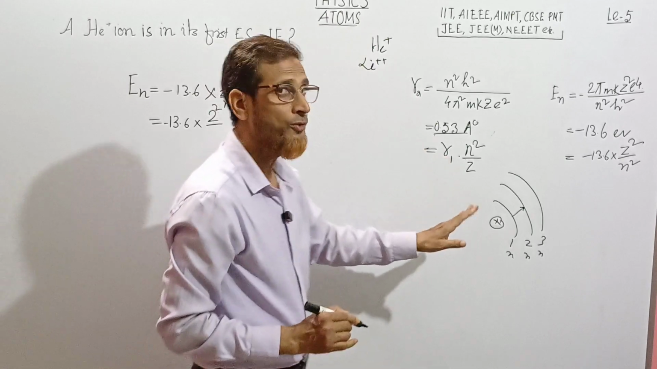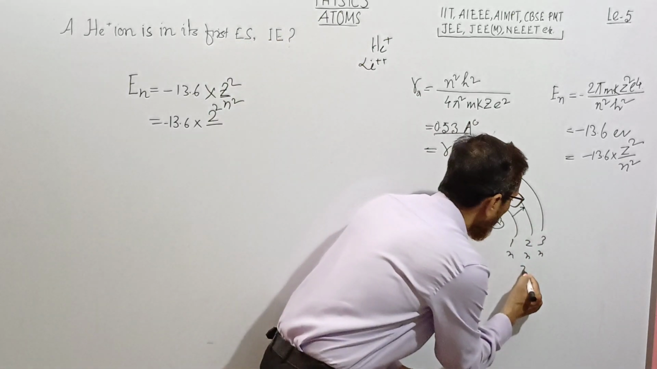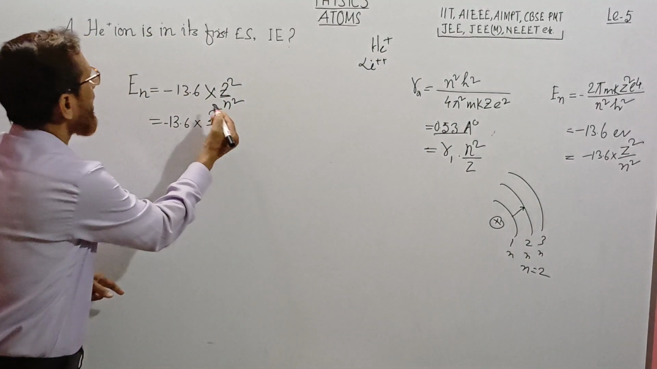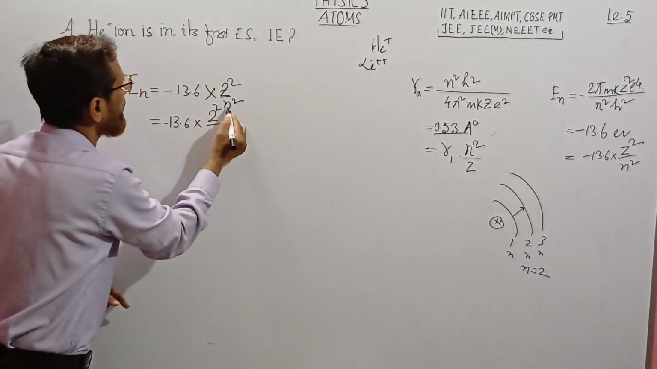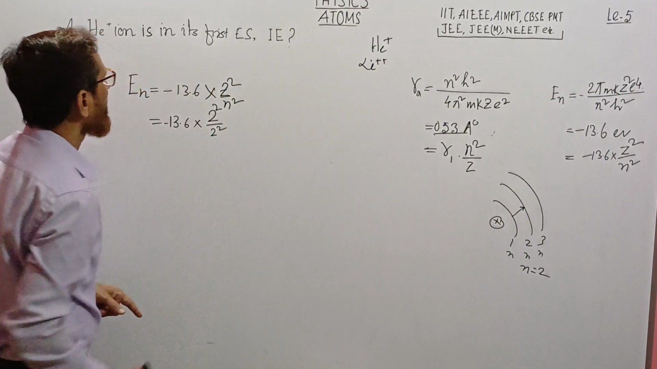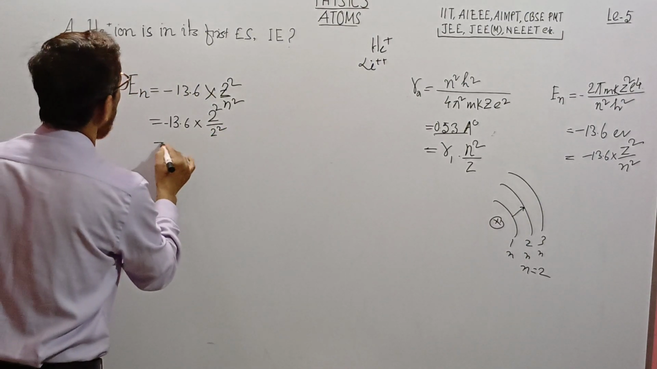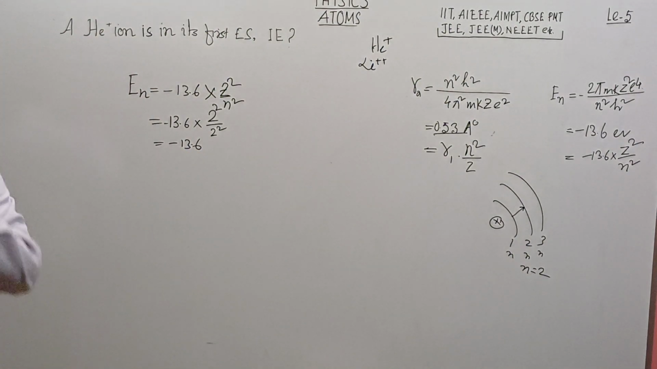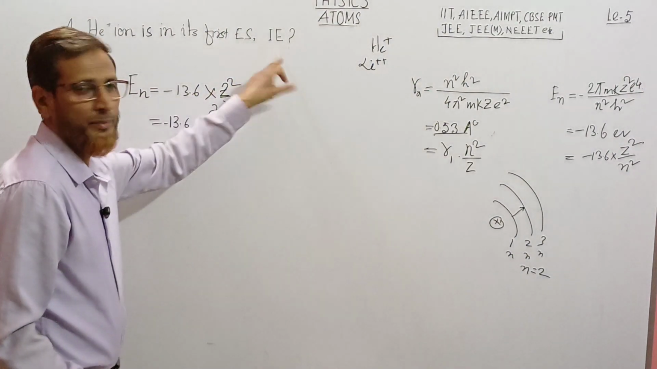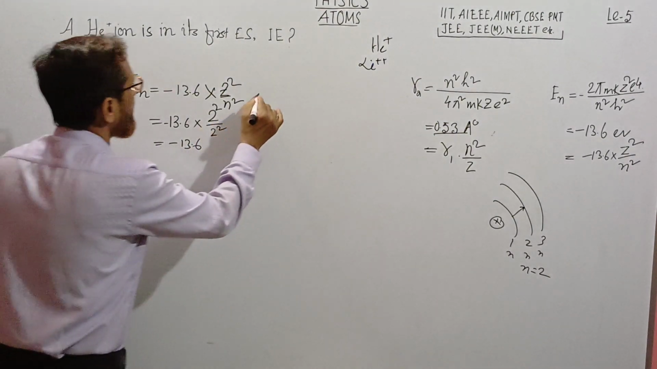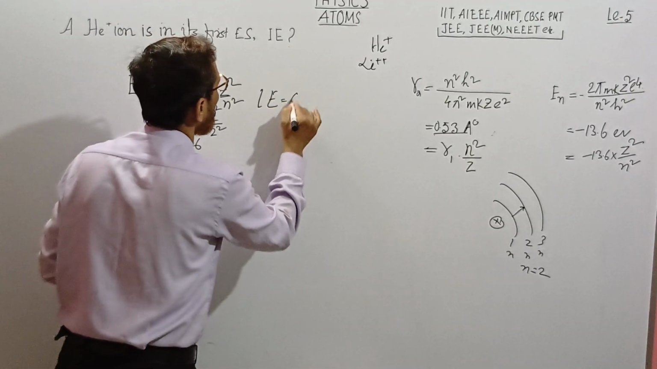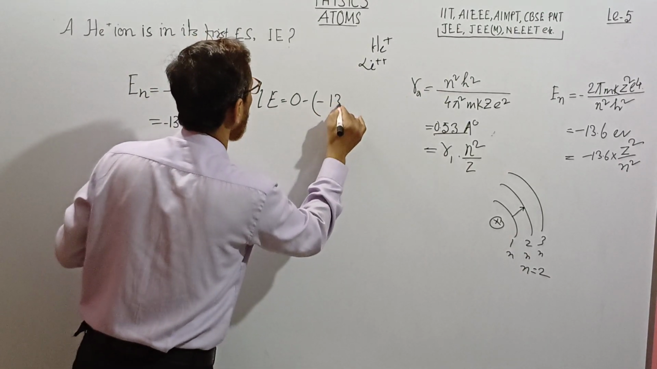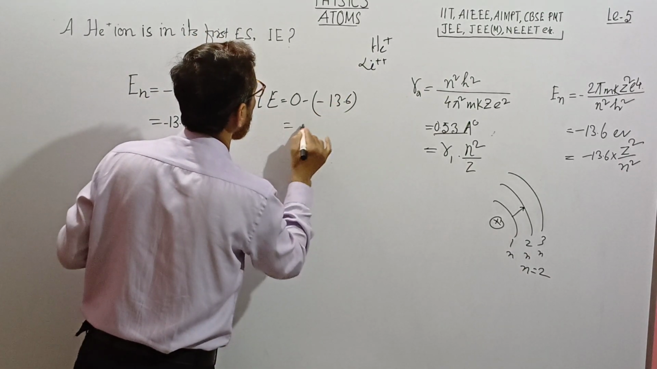So when it is told first excitation state, it means the electron is in n equal to 2. So here for the first excitation state we'll put the value of n is equal to 2. So the energy is the same. Am I right? Now it is ionization energy. Am I right? So ionization energy is equal to 0 minus that total energy, 13.6 divided by 4.